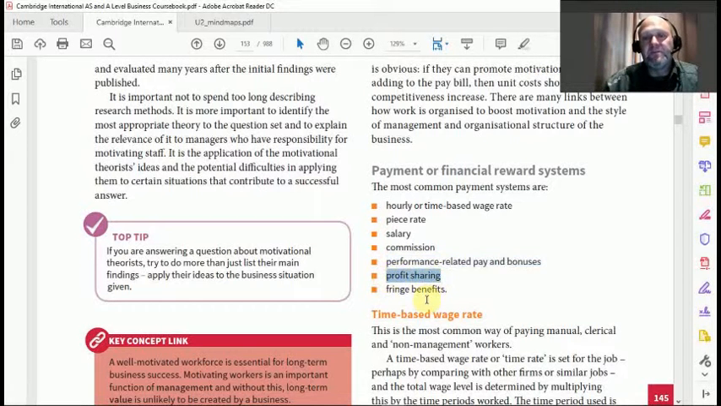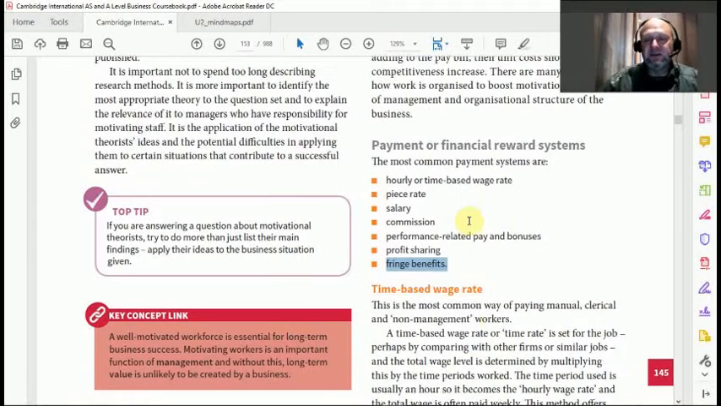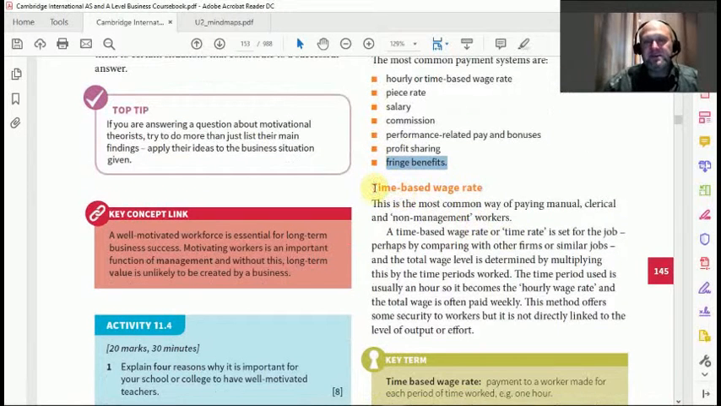Profit sharing, shares in a business, and then fringe benefits, which basically cover things like this: some workers or employees would prefer to have a car allowance, while others wouldn't want a car allowance. They'd rather just have a bigger salary and pay more tax. And that's where we get fringe benefits tax. So time-based rate is quite straightforward.